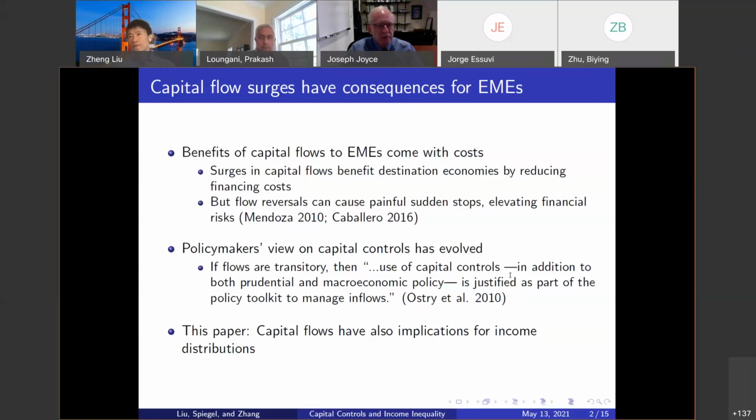So in light of this trade-off, policymakers' view on capital controls has evolved. Here I quote some statement from an IMF study. Basically it says, occasionally we could consider using capital controls as part of the macroprudential policy toolkit to manage flows. And as I said in the beginning, this paper does not discuss the effect on output or investment. We focus on the consequence of capital flows on income distribution.